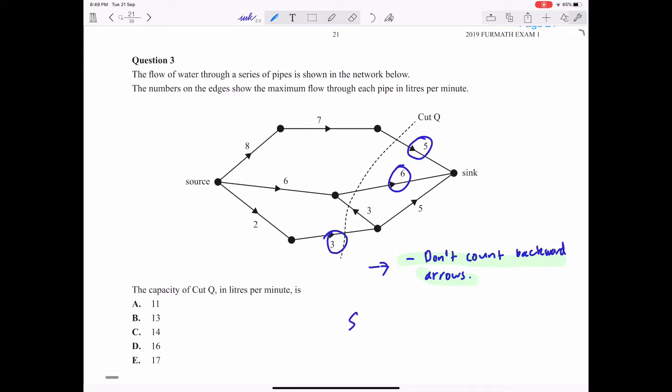So if you do 5 plus 6 plus 3, that will give you 14. So therefore the capacity of cut Q is 14 liters per minute. So therefore C is the correct answer.